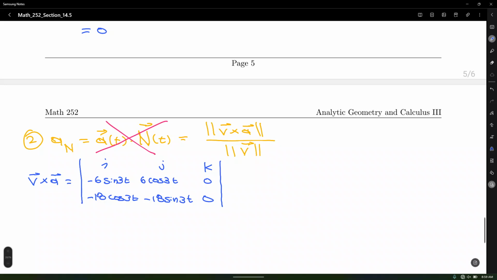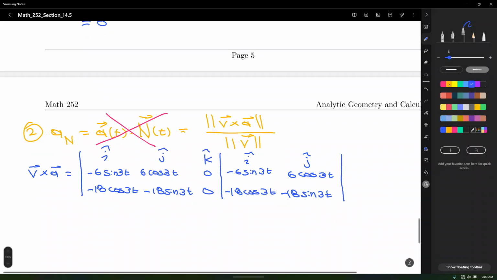Let's repeat the first two columns. I'm going to do this cross product again one step at a time, so I'm not just going to give you the result. i, negative 6 sine 3t, negative 18 cosine 3t, 6 cosine 3t, negative 18 sine 3t. Like this, and let's do the cross product right here.